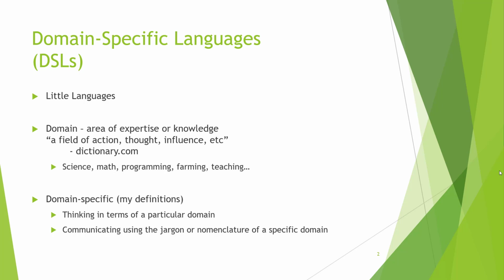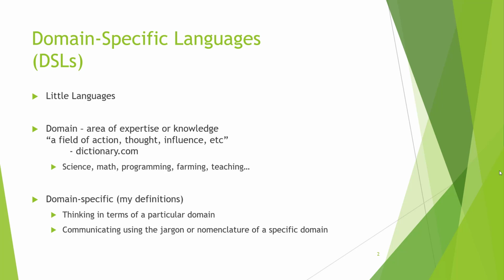If you think about breaking down the terms here, the domain is an area of expertise or knowledge. That's my definition of it. From dictionary.com, it's a field of action, thought, or influence. So think about stuff like science, math, programming, farming, teaching. It's an area where people have expertise.